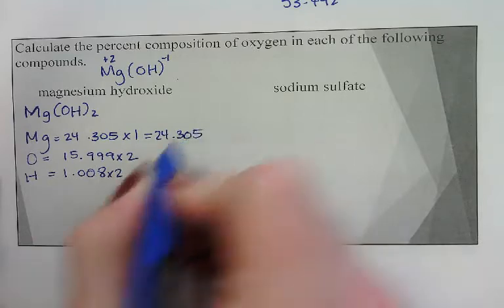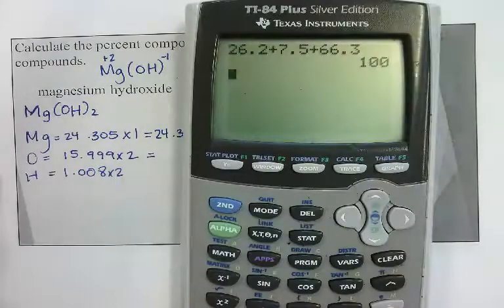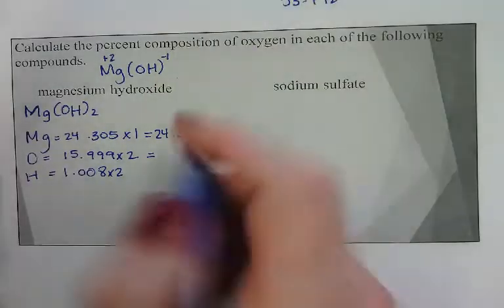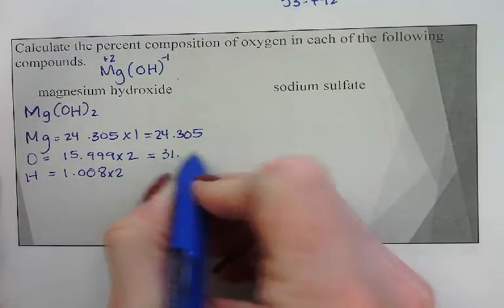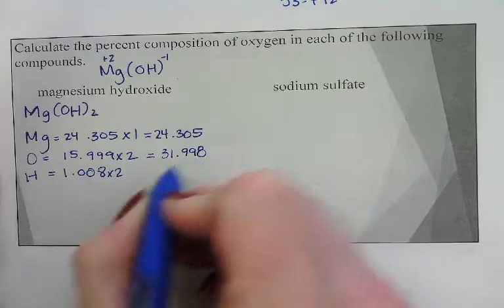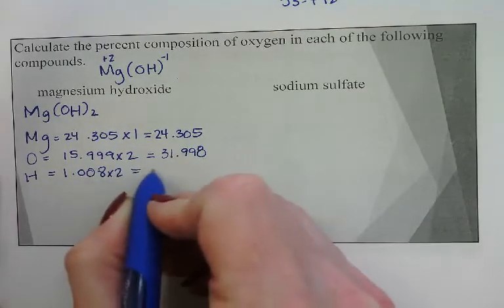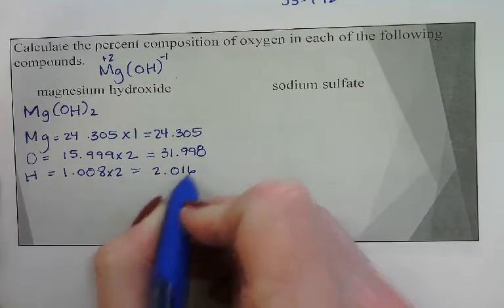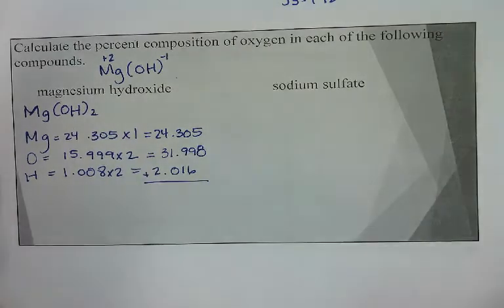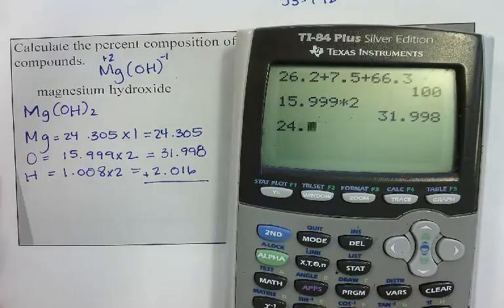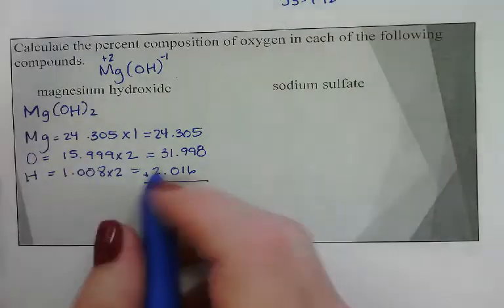24.305. Do that math. 15.999 times 2, 31.998. And then 1.008 times 2, 2.016. And add all those guys together. And 58.319.